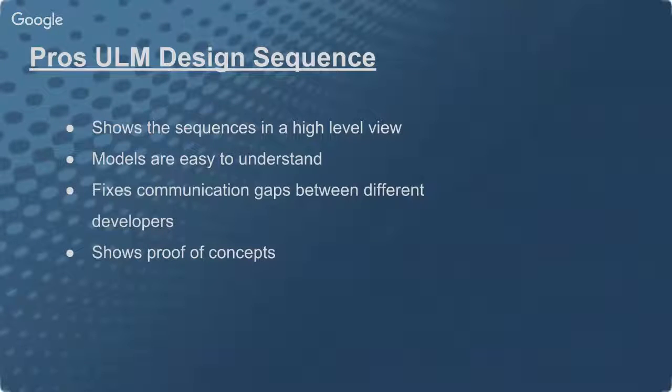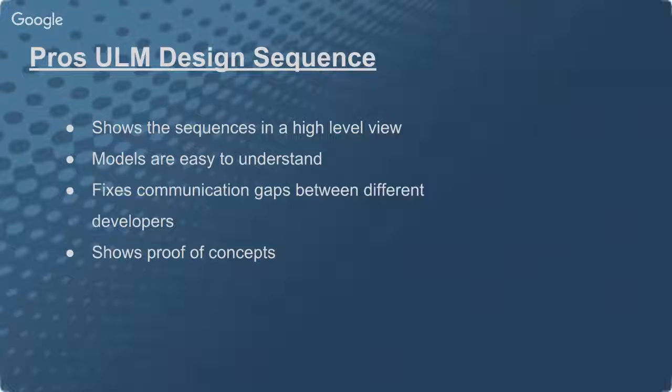Some of the pros of using UML design sequence include showing the sequences at a very high level view. This means that you are able to show cases in the system, solutions, or any applications that you would like to apply. These models, as discussed previously, are very easy to understand, which means that stakeholders, users, or any type of non-programmers are able to understand the model and follow along.